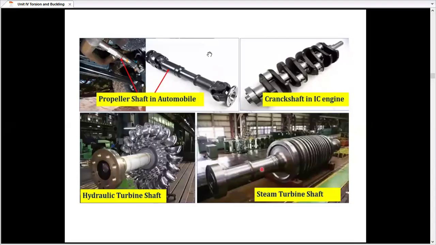Then we have the hydraulic turbine shaft, and this is the steam turbine shaft. Basically, when a shaft is subjected to some kind of torque, we have to determine how much torque it can sustain before its failure.